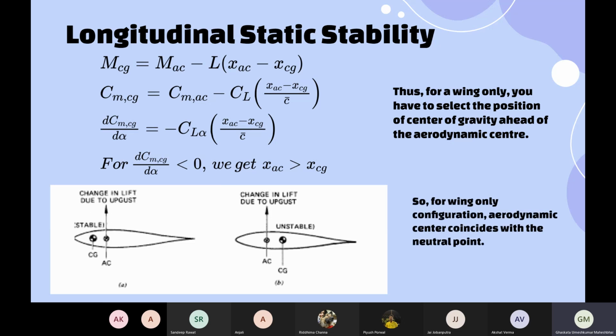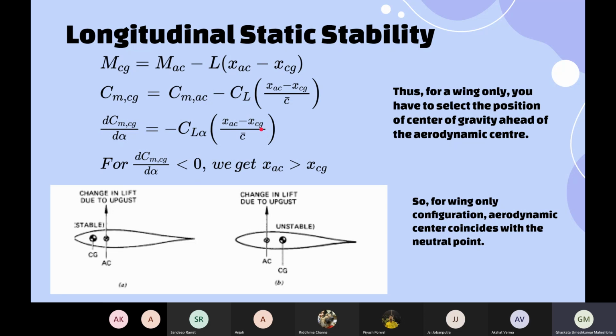What is a neutral point? The neutral point is that position of the CG where the aircraft is neutrally stable, right? So as we know, what is the condition for neutral stability? dCm by d alpha is 0, right? That means we get xac is equal to xcg.